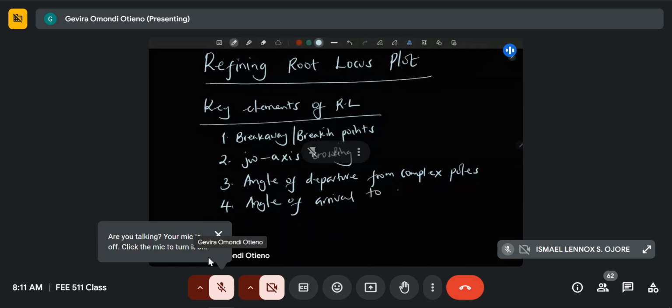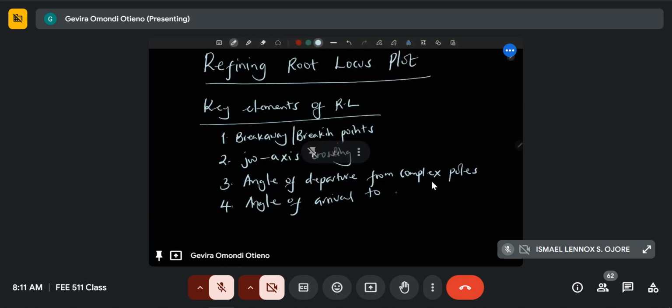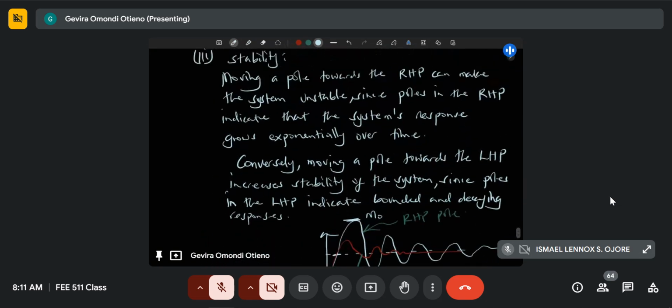the angle of arrival to complex zeros. So again, notice we are only calculating these angles when the poles and zeros are complex in nature. If they are on the real axis, then we don't calculate the angle of arrival or departure. We only do that when they are complex in nature.